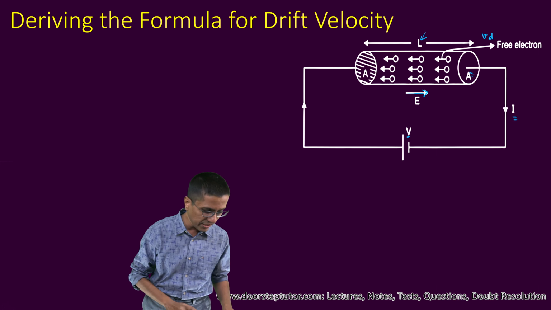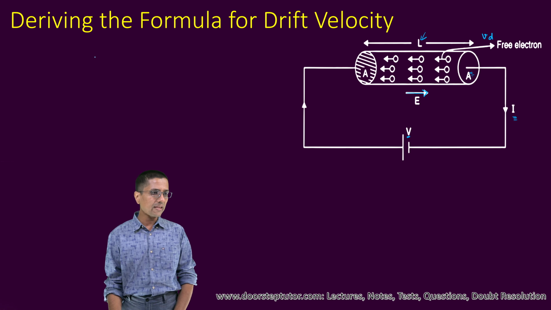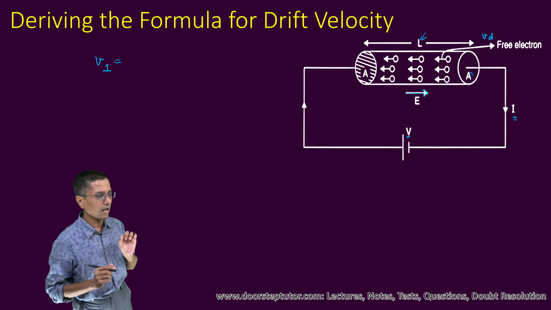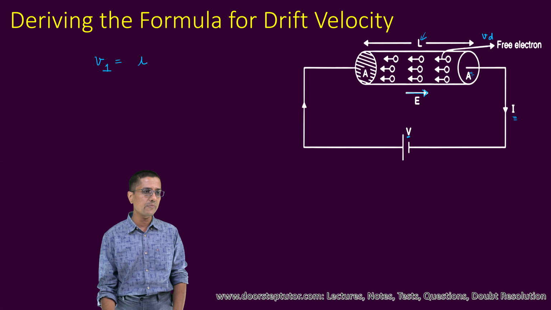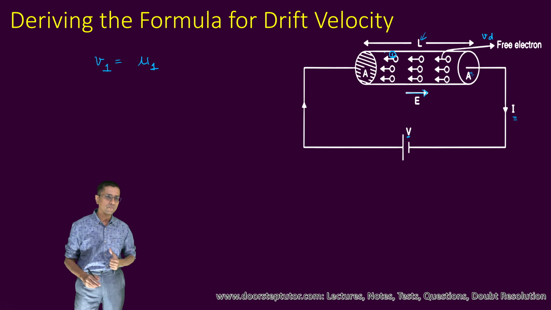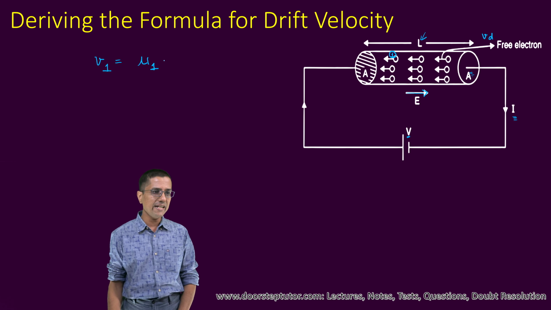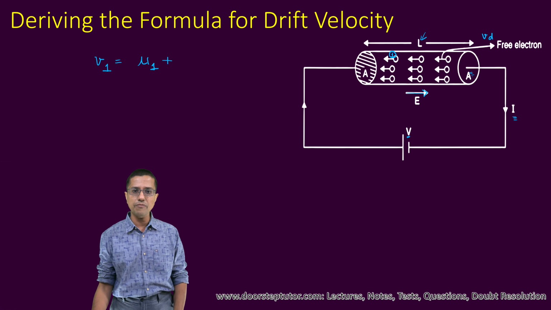Now let us derive the relationship. We consider any one electron, and its velocity at any point after the collision. At the time of collision, we assume that its velocity was u. This is our electron we are talking about. When it suffered the collision, its velocity was u, and after that it started gaining some velocity due to the presence of an acceleration due to this electric field.